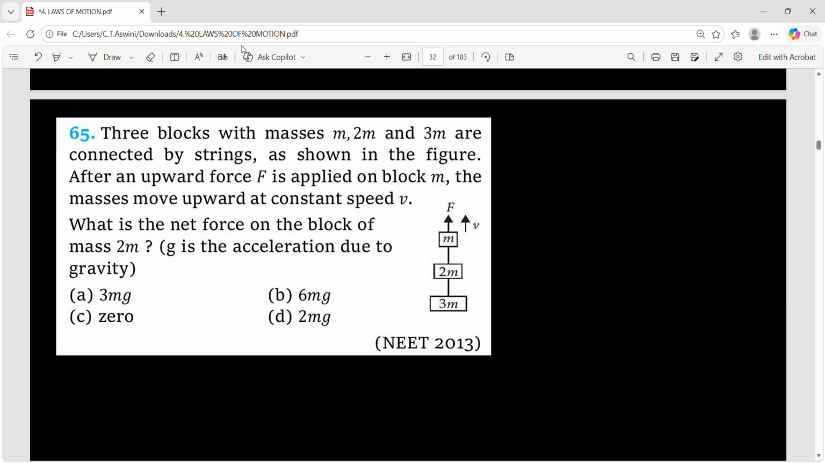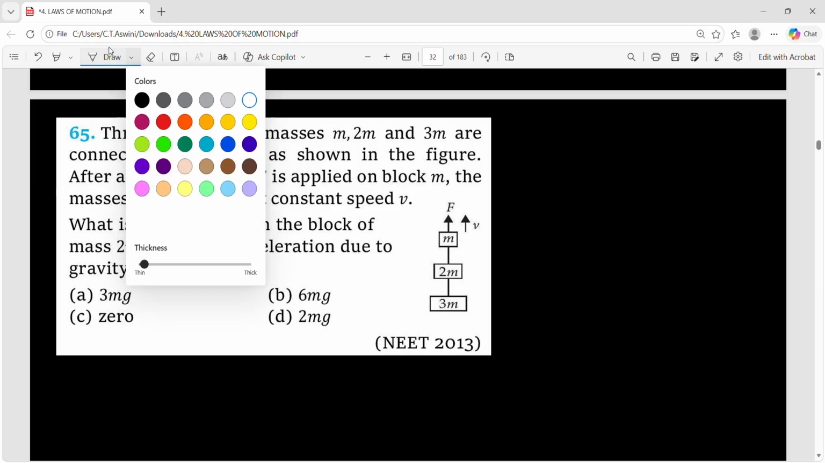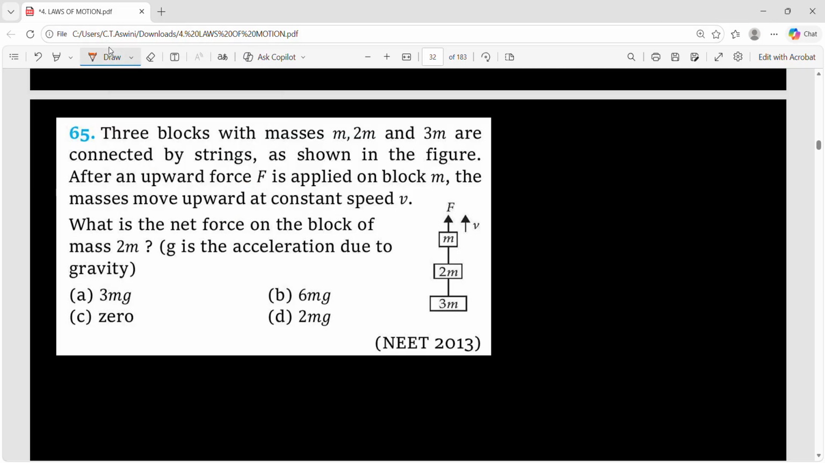We'll do one question so that the concept will be clear to you. Three blocks with masses M, 2M and 3M are connected by strings. So what force is present in the string? Tension force is present, as shown in the figure. See, this is how they are connected. An upward force F is applied on block M, as you can see in the figure. The masses move upward at constant speed v.